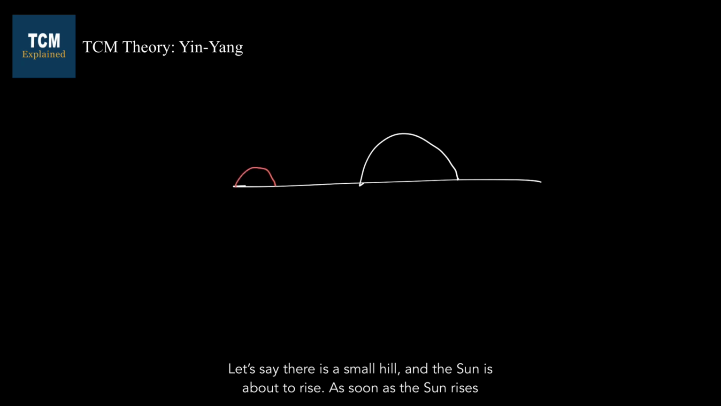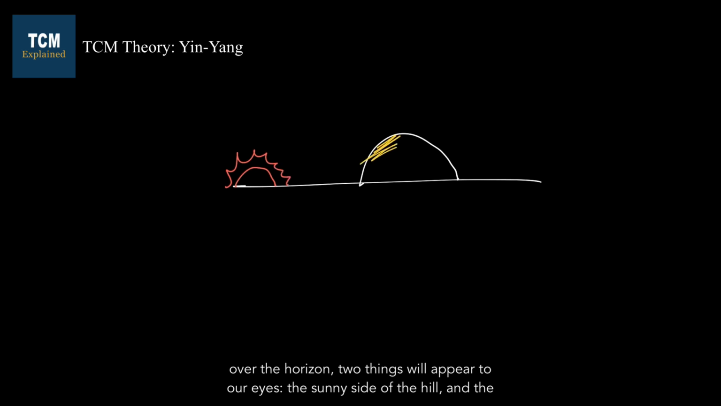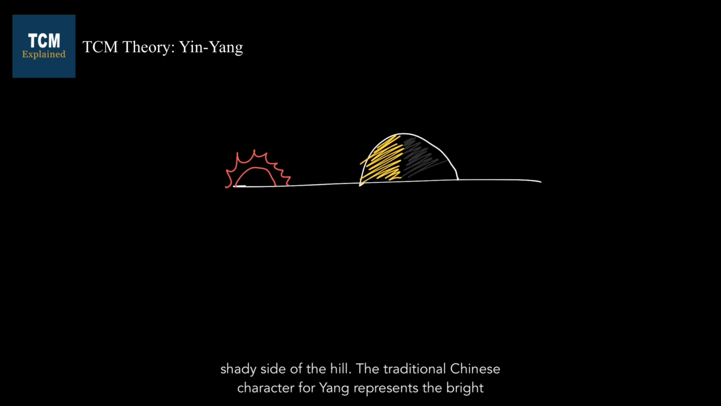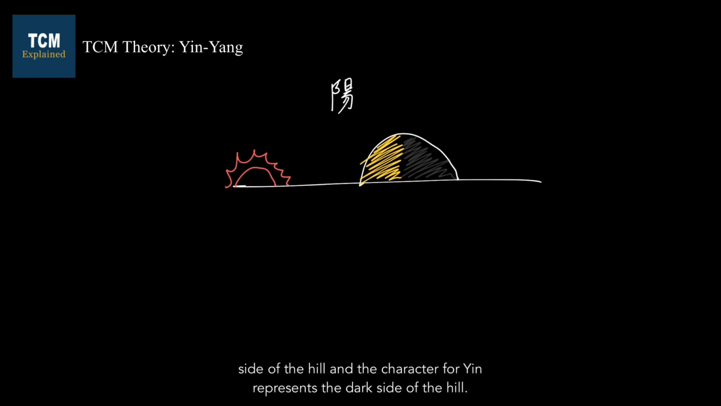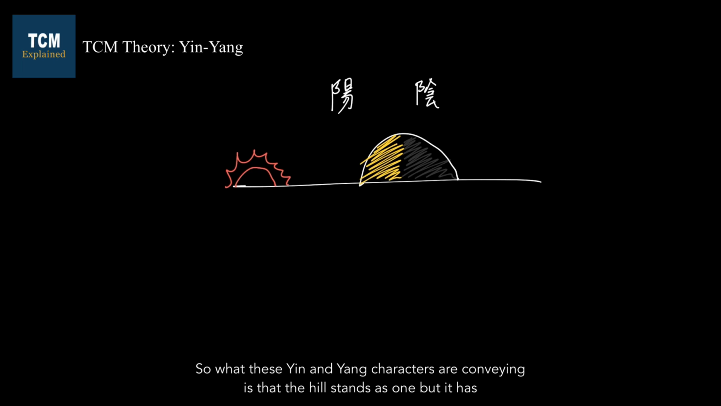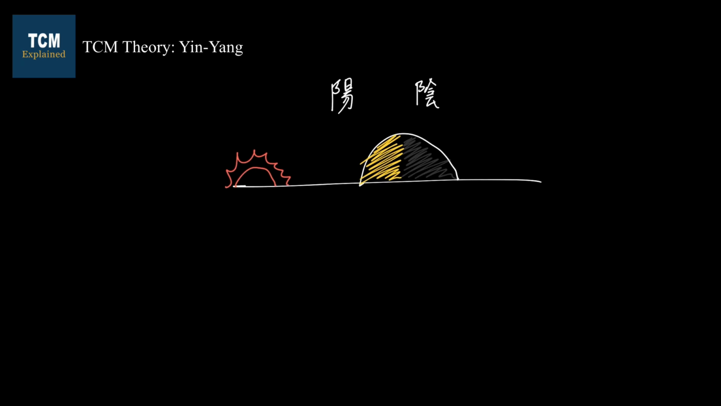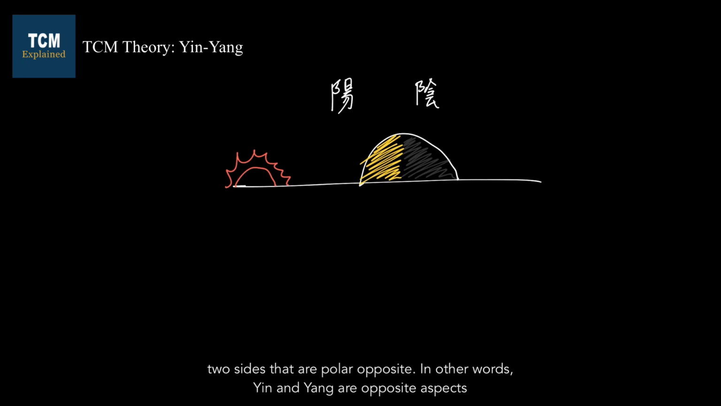As soon as the sun rises over the horizon, two things will appear to our eyes: the sunny side of the hill and the shady side of the hill. The traditional Chinese character for yang represents the bright side of the hill, and the character for yin represents the dark side of the hill. So what these yin and yang characters are conveying is that the hill stands as one, but it has two sides that are polar opposites.